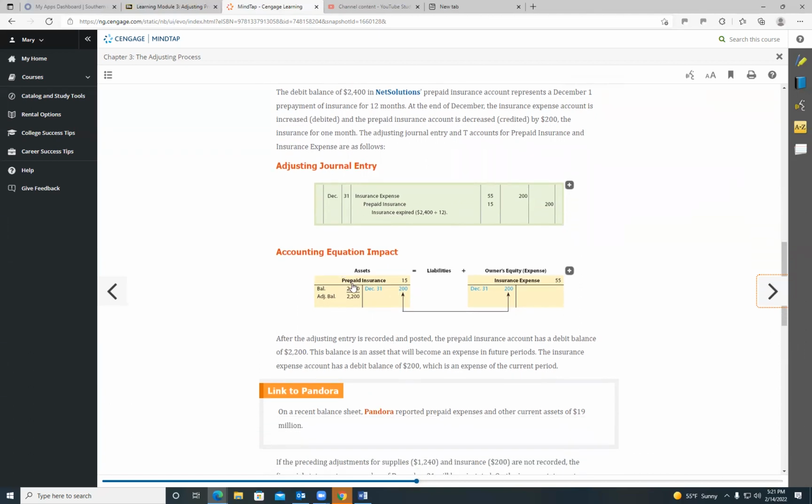Our prepaid insurance at the beginning of December had a balance of $2,400, with a credit to that account of $200. It's now brought our balance down to $2,200. And this is our first month actually recording that insurance expense, so our insurance expense account now has a $200 balance. Now, if we do this adjusting entry at the end of every month for 12 months, we should have a zero balance in our prepaid insurance, and our insurance expense should have a $2,400 balance.